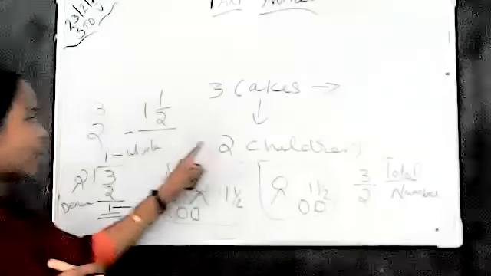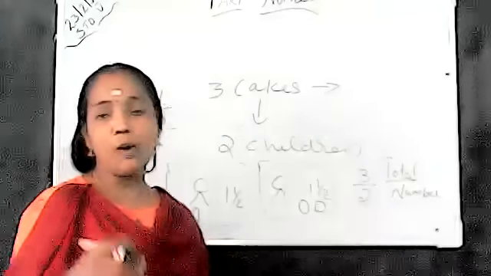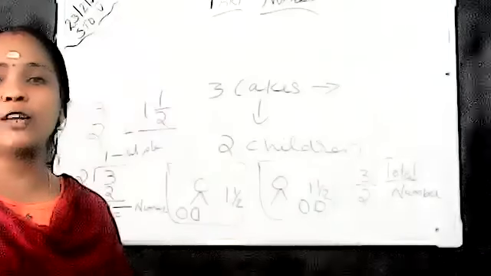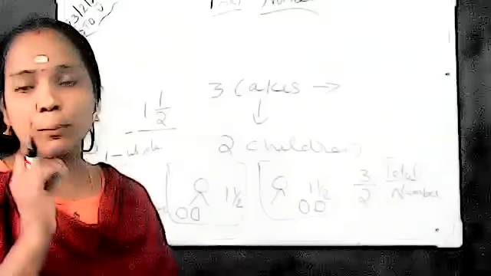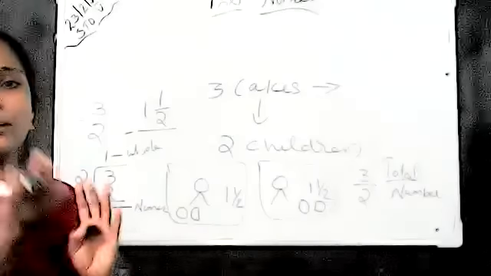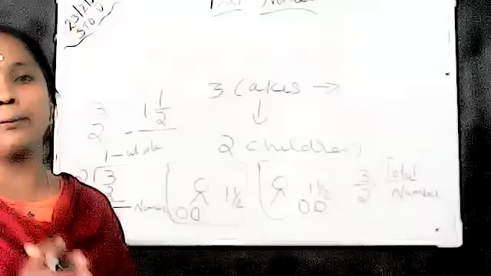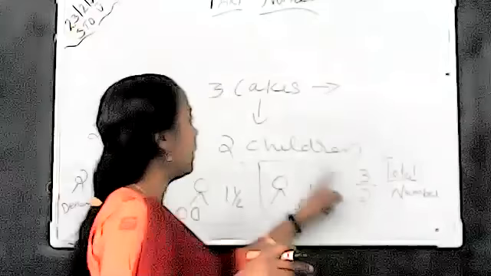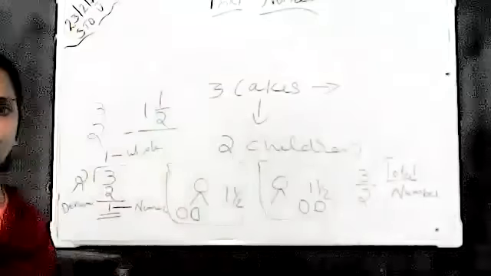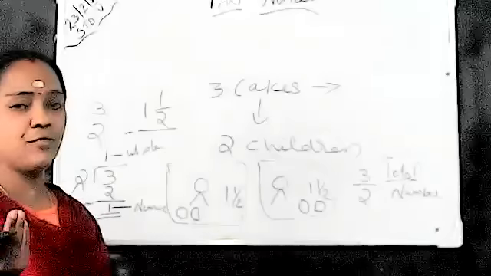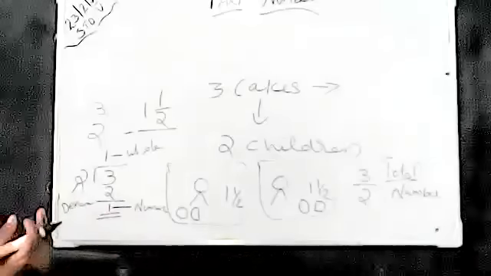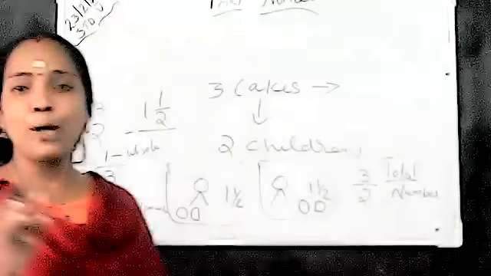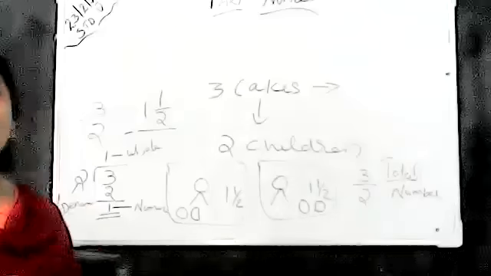That's division. What is the equation? Total by number. How can we convert it into a fractional form? Total measure by number of children. Total how many? 3. So total 3 by 2. What is the fraction? 3 by 2. 3 by 2 is the improper fraction.